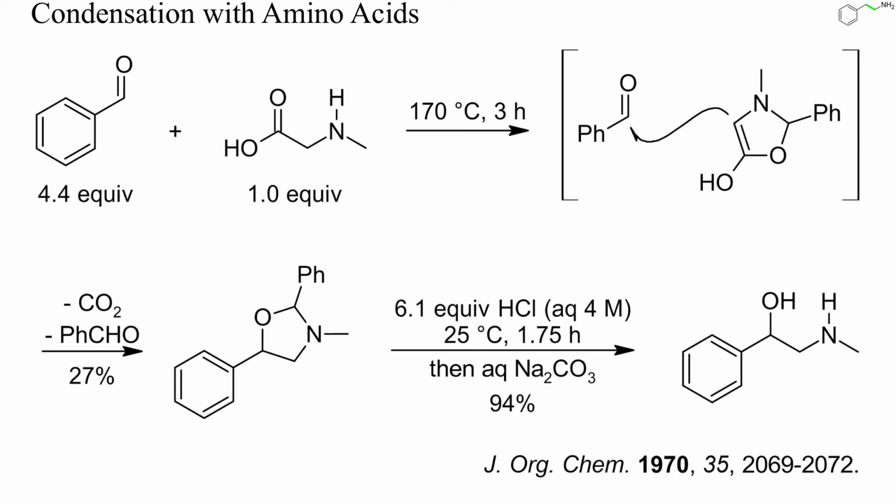When sarcosine was heated with an excess of benzaldehyde to 170 degrees Celsius, a low yield of a decarboxylated N-methyloxazolidine resulted. This intermediate could then be hydrolyzed to an amino alcohol. Chemical decarboxylations of alpha amino acids are rare, but can be catalyzed by pyridoxal or other aldehydes.